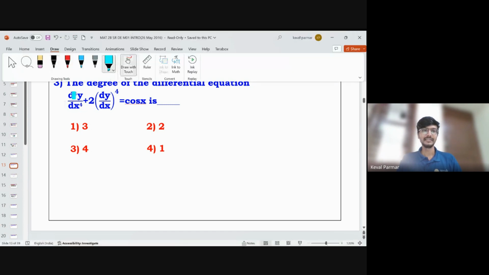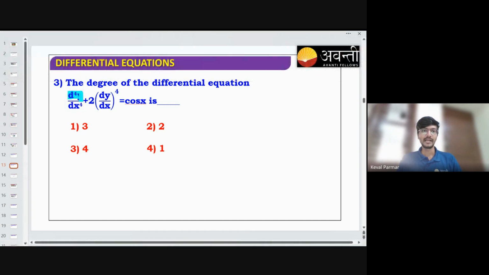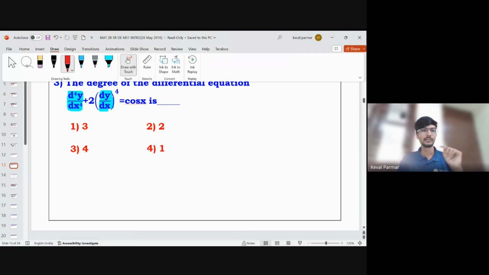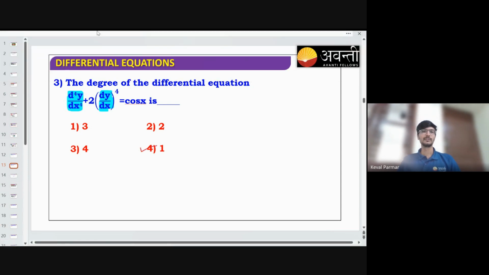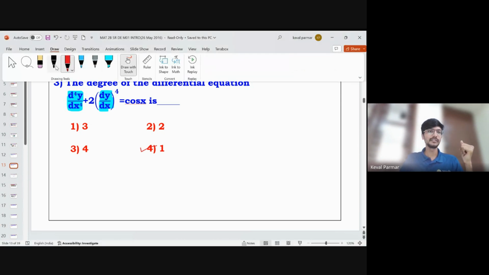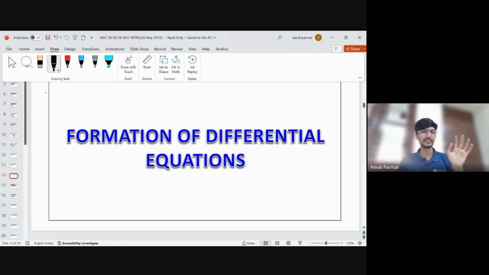Again, what does degree mean? The power of the highest order. So here there are 2 differential coefficients. What is the highest order? 4. What is its power? 1. So the answer is 1. Got it? These were simple warm-up type questions. We will do many questions today, after this, but let me first explain the concept.